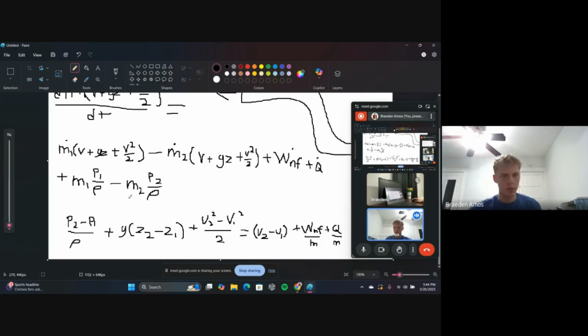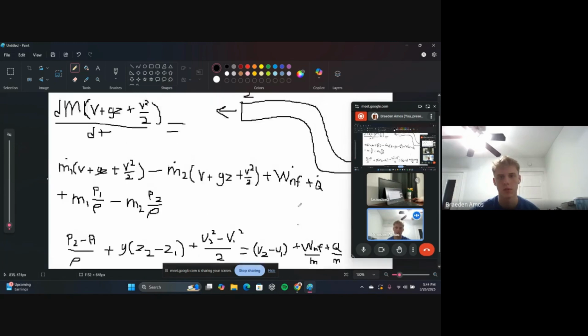So what we do is if we take this left half of the equation and set that equal to 0, that is the Bernoulli's equation. So we can see it here. This is the relationship between the Bernoulli's equation and the work and the input and output of this pipe system.